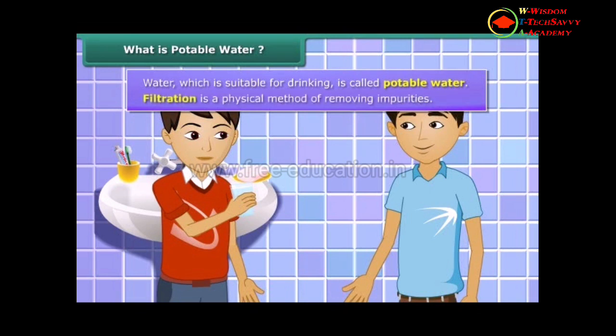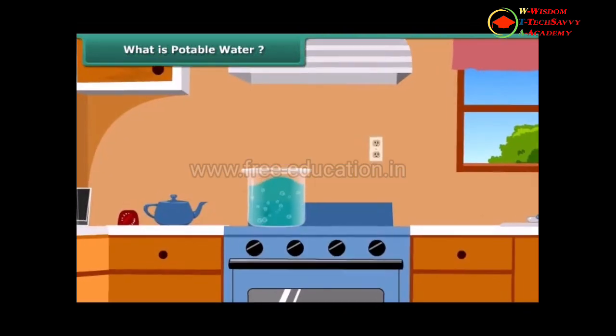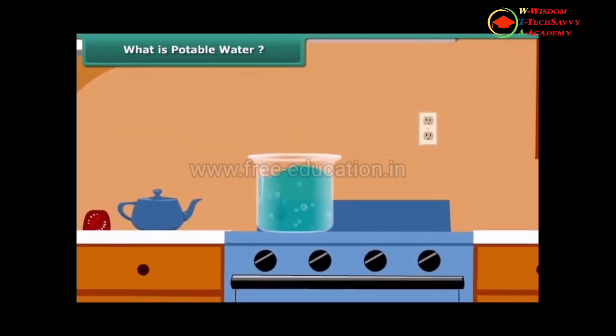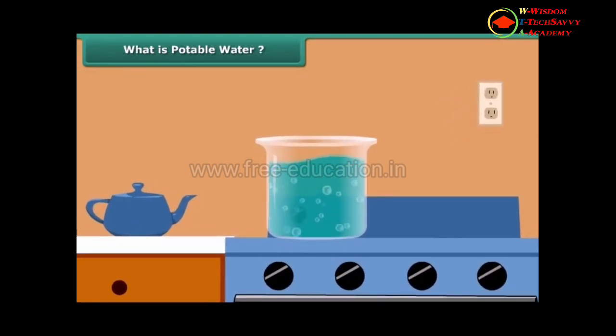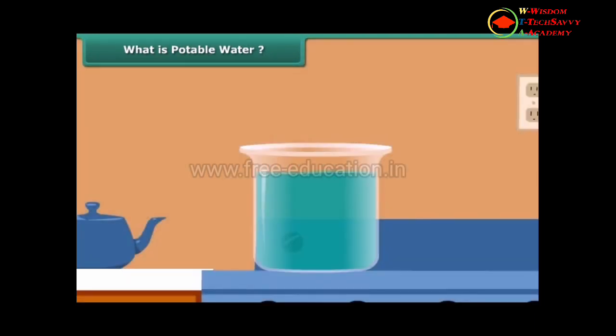Water can be made safe for drinking. Can you tell why we boil water before drinking? Because boiling kills the harmful microorganisms present in the water. Another method of purifying water is chlorination. It is a chemical method. It is done by adding chlorine tablets to the water.